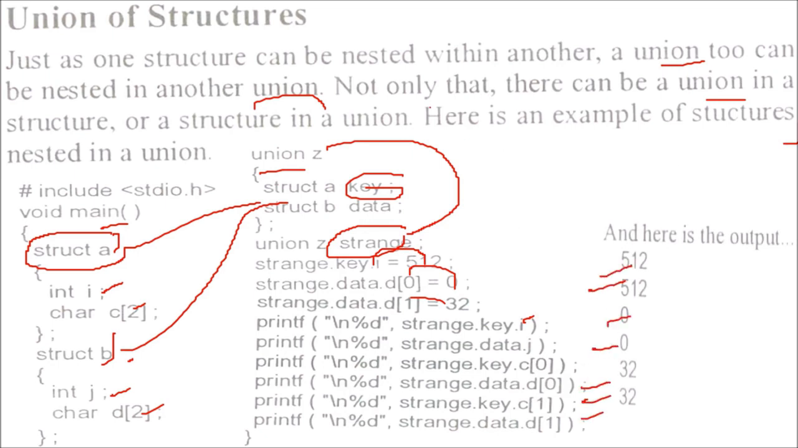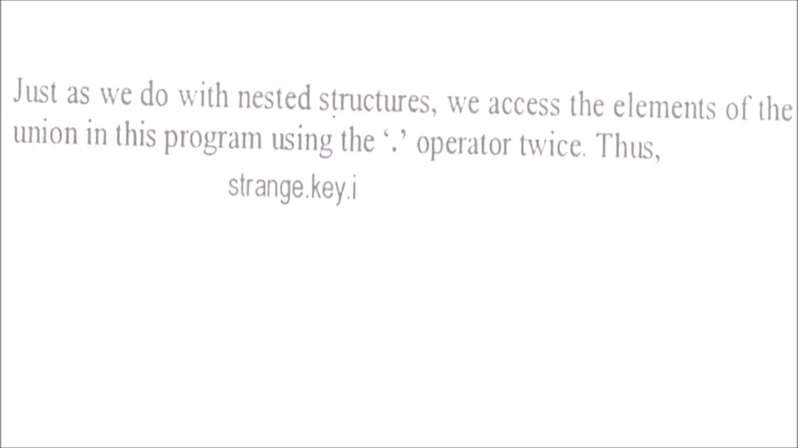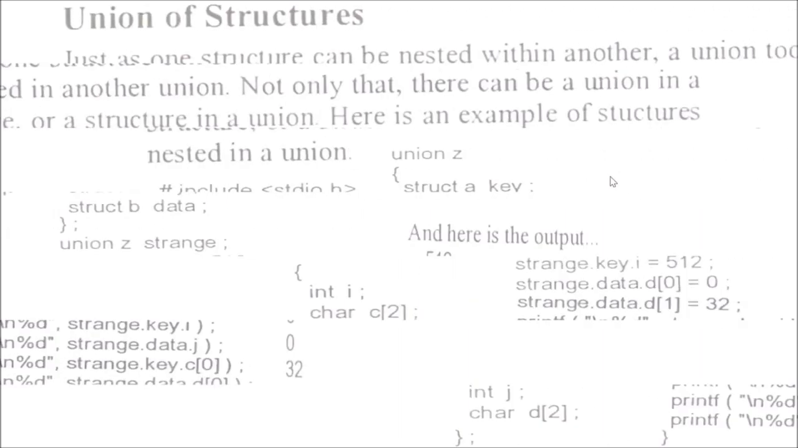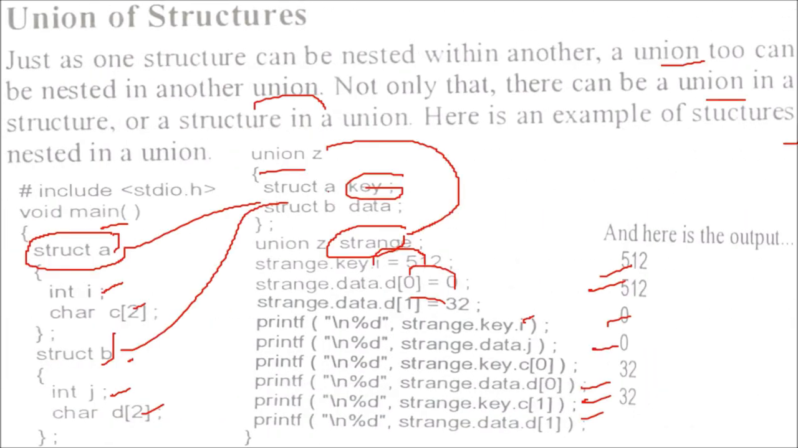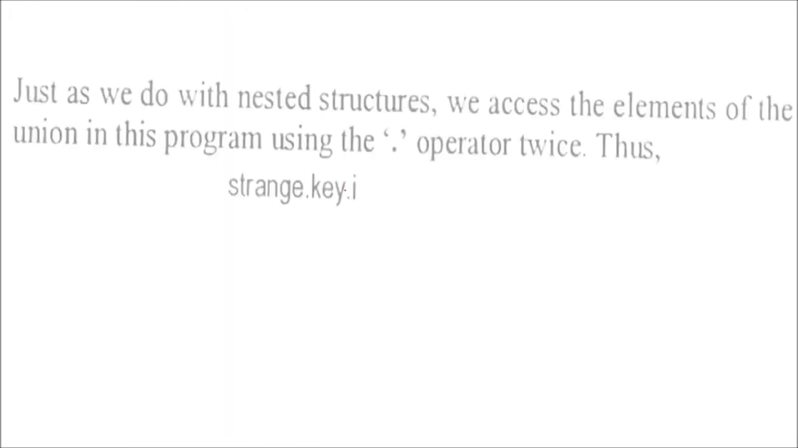00, 32, 32, right? And as we just saw, one word I have to say here is that when we are dealing with this string, first we have to go to the key. So string.key, and then we have to go inside this A to access the i or c. So see, string.key.i, string.data.j. So there are 2 levels of accessing being done.